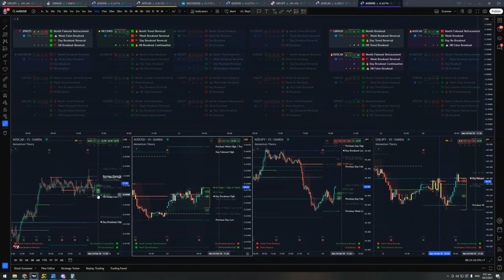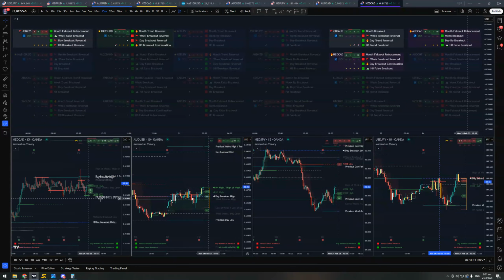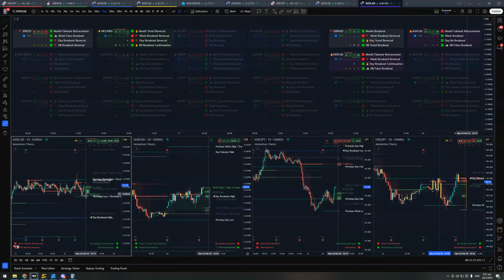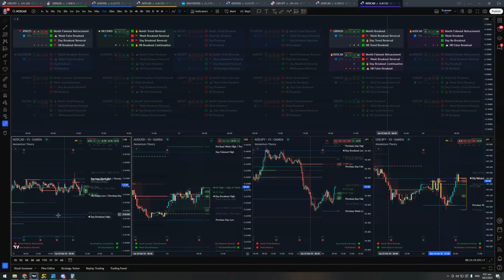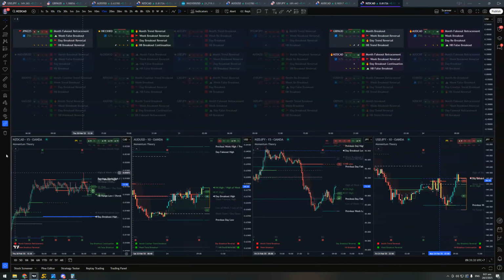NZD CAD did not get below previous day low or the H8 low or the H4 low. And so this is what I was afraid of happening. But again, like I said previously, I would prefer it to close and break out to push this breakout level up. So if I'm going to take a reversal on NZD CAD right now, it's not giving a reversal setup anymore. It's a continuation setup.